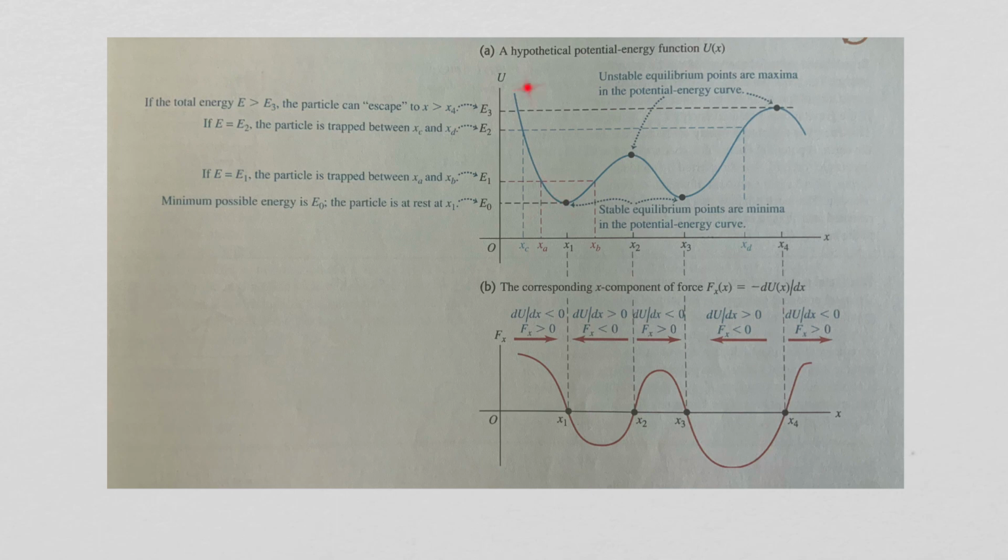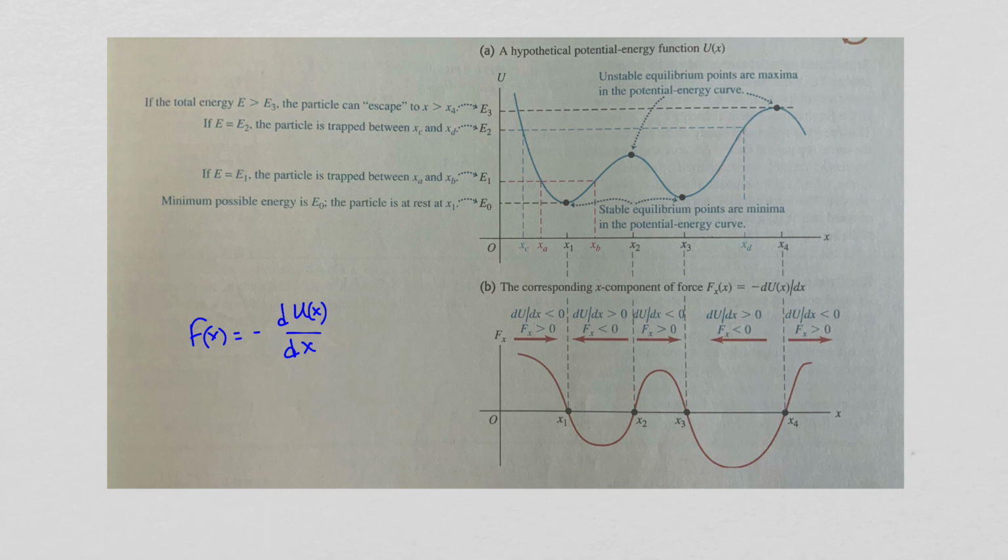Below this plot, we have a plot of the force as a function of position. And remember, the relationship between the force and the potential energy function was that F of x is equal to minus dU of x dx. This derivative here corresponds to the slope of the potential energy function at any point along the curve.